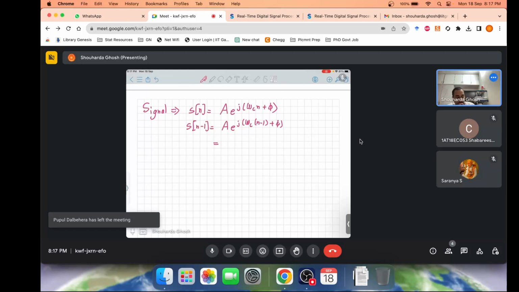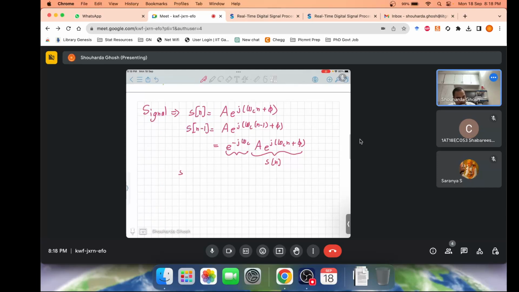So I take this minus omega c out and I can write e to the power minus j omega c times A e to the power j(omega c n plus phi). So what do you see? Here is a constant complex term, and what is this? This is our s[n]. So we can write s[n minus 1] is e to the power minus j omega c times s[n].